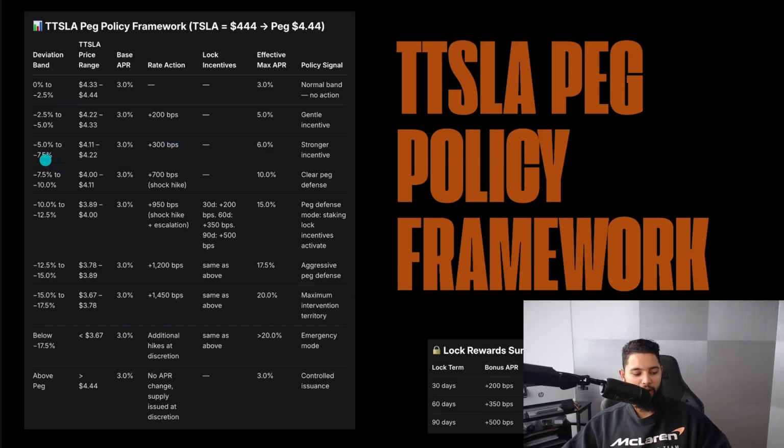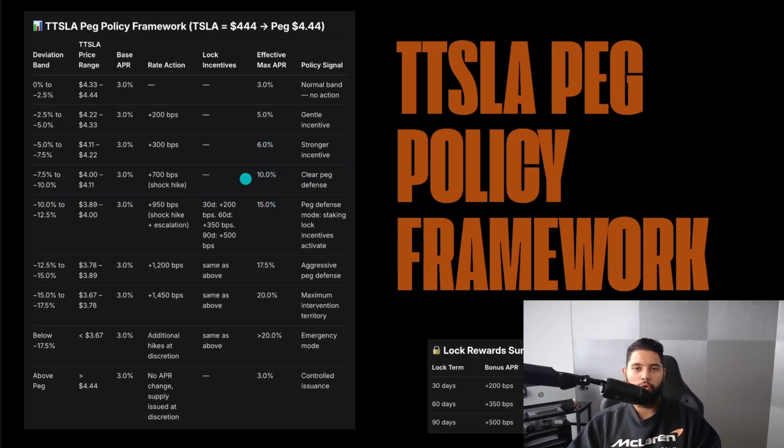If it deviates from 5 to 7.5% below the TSLA price, the rate increases even more. It goes up by 300 basis points from the base APR, or another 100 basis points from the previous tier. So it goes to 6% APR. That means if tokenized Tesla suddenly drops from $4.33 and Tesla's still trading over $433, the interest rate increases to 6%. If it continues to deviate from the 5% range to 7.5% to 10%, they're calling it, the policy signal is clear, peg defense, where it goes from 6% APR to 10% APR.